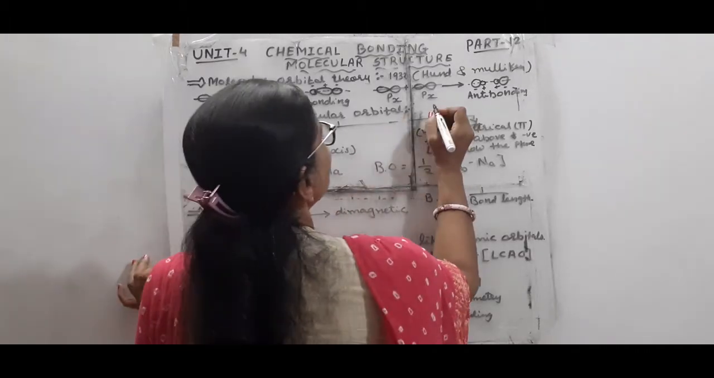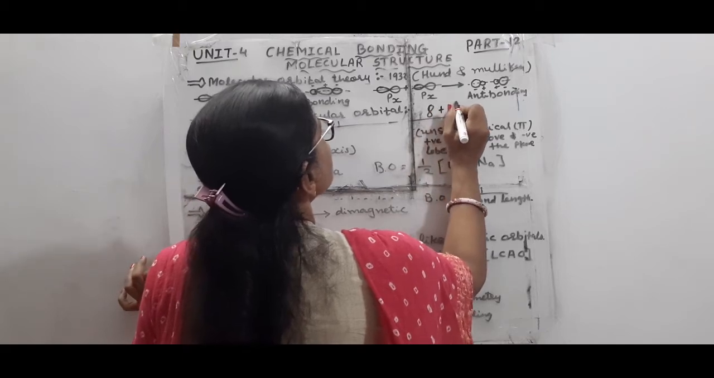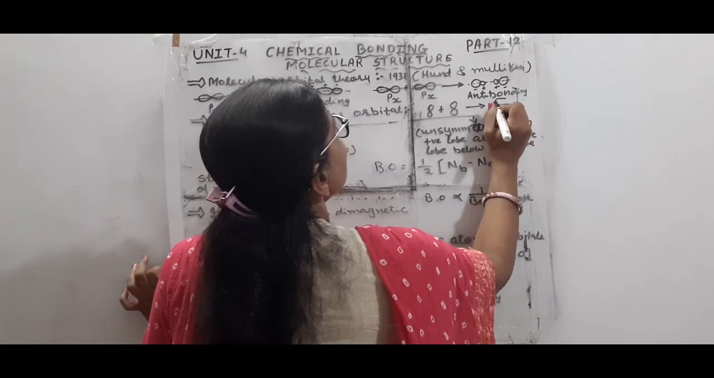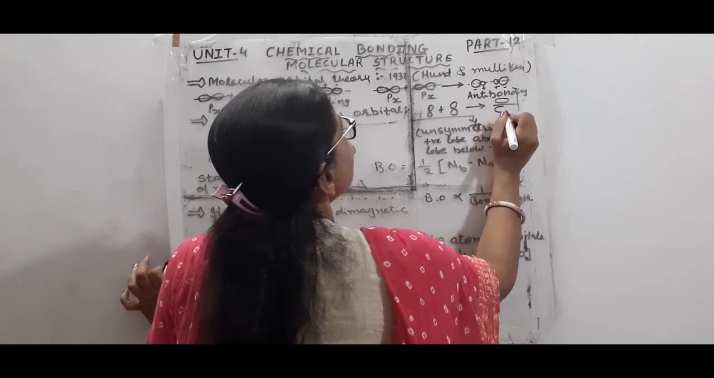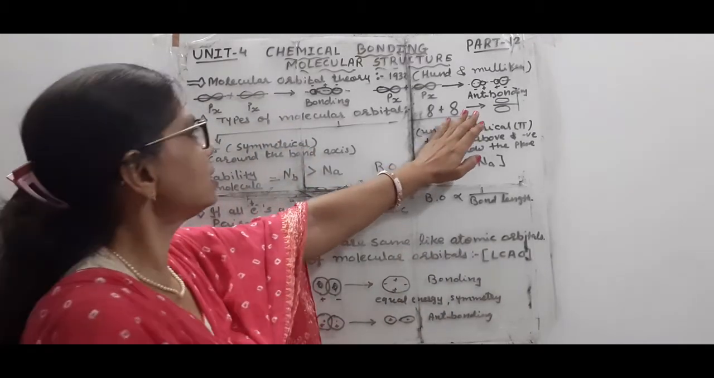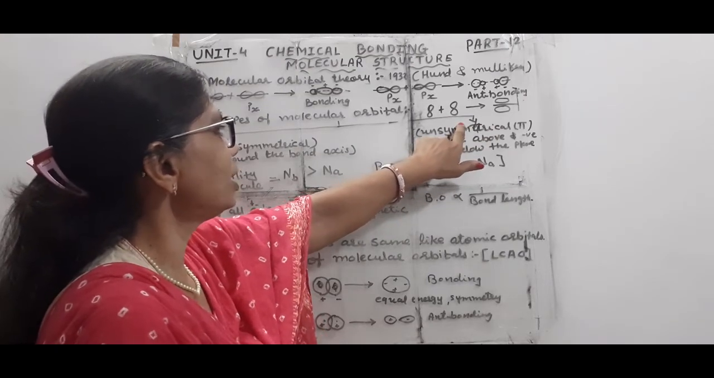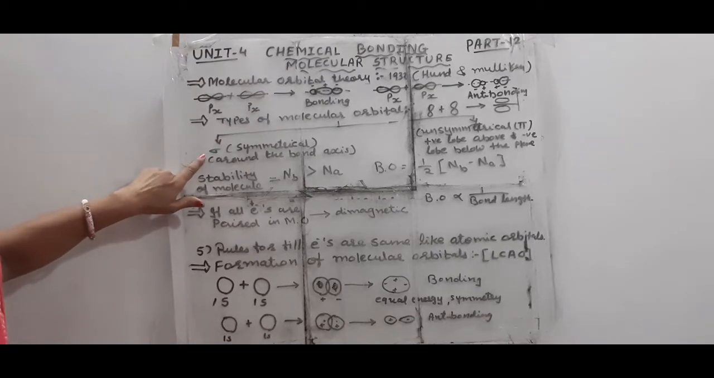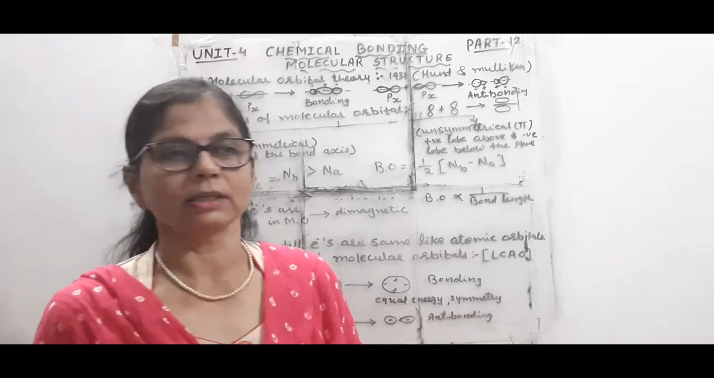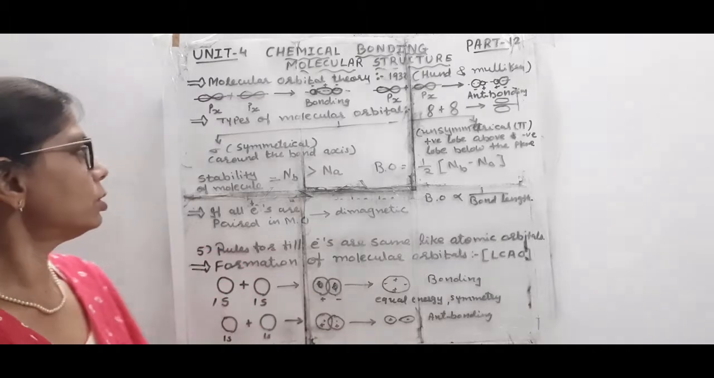Suppose here you have the py overlapping, students, this way, then the overlapping takes place. So here your plus and minus, this way above and below the plane, that is the overlapping. That is said to be a pi bonding. The symmetrical one is known as the sigma bonding, and sigma bonding is around the bond axis. As I said, the sigma bond is stronger than the pi bond, students.